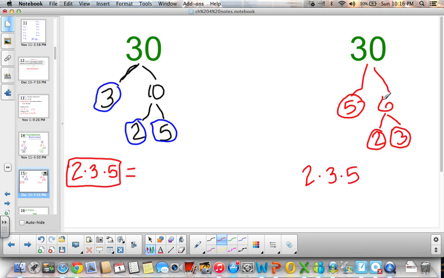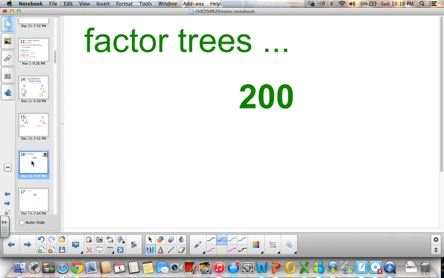Okay, so we're always looking for two numbers multiplied together to get the number right above it. Okay, and then we're looking to see if any of the numbers are prime numbers, and that's when we stop. Otherwise, we keep going and going and going until we have all prime numbers on the bottom. Pause me and factor out 200.